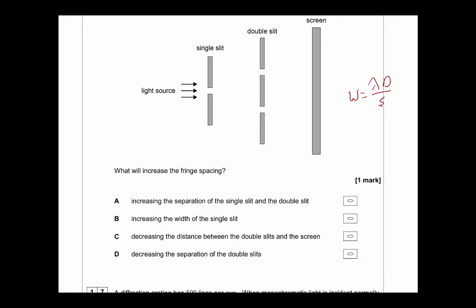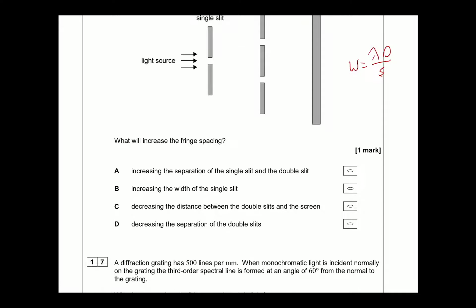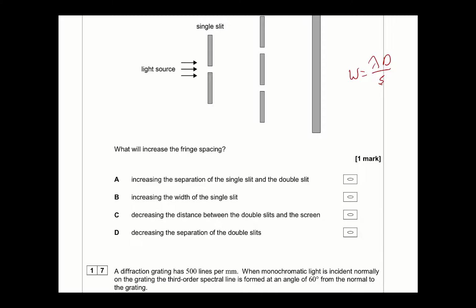So fringe spacing. To increase fringe spacing, we have to either increase lambda, increase the separation between the screen and the slit, or decrease the slit separation. So that won't have an effect. That won't have an effect. That has the incorrect effect. Decrease the separation of the double slits. That's our only option.